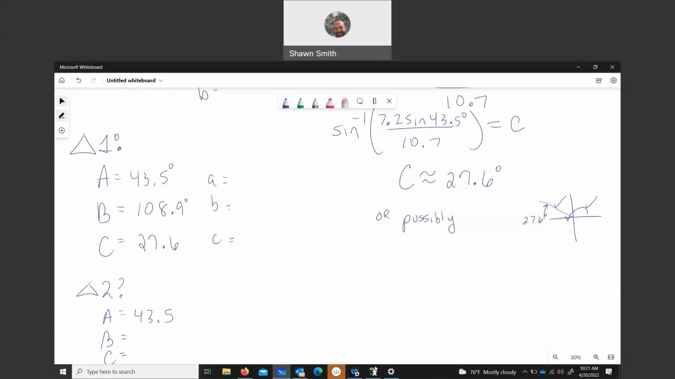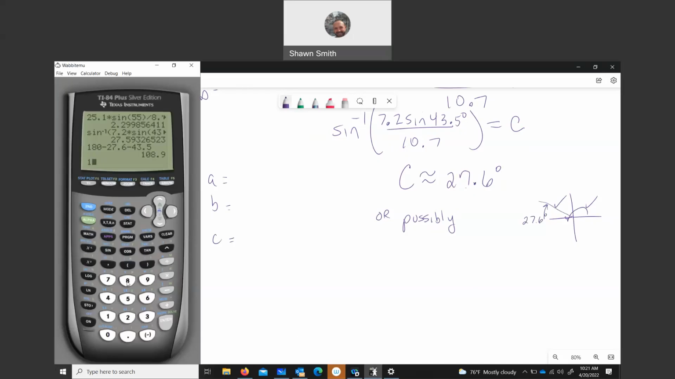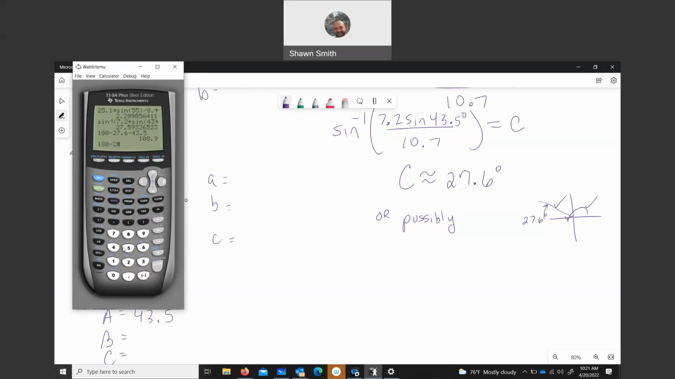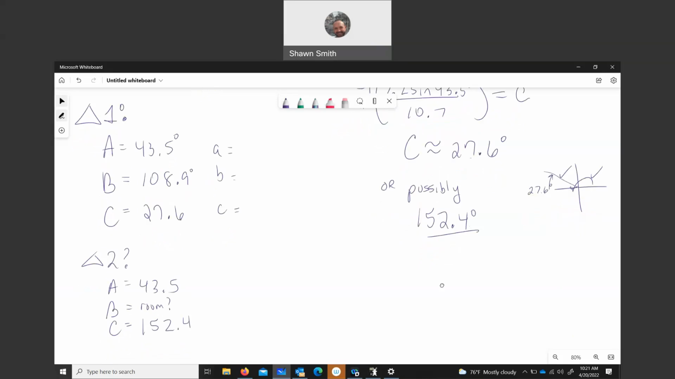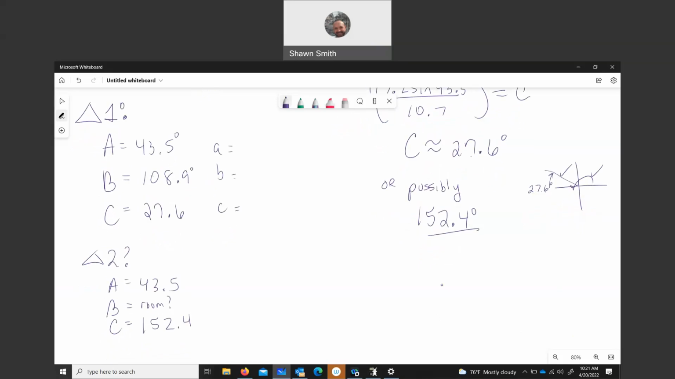What's that going to be? I'm not going to rely on my brain today. Let's see, 180 minus 27.6. 152.4. So if I put C to be 152.4, is there room for angle B? You can automatically see that's what, 195.9 degrees total just with A and B. So there's no room for angle B in there, right? So we know we only have one triangle.